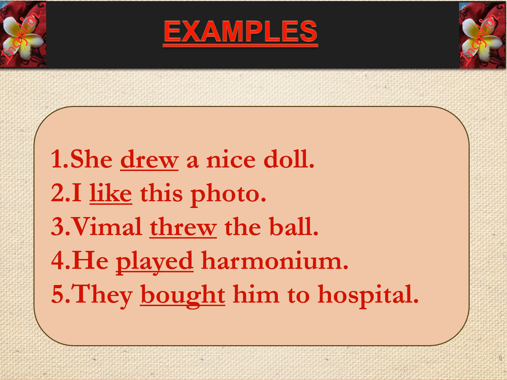She drew a nice doll. Here drew is a transitive verb. Why? Because if we ask what she drew, there is an answer. A nice doll, right? So drew has an object. Next, I like this photo. What you like? This photo. There is an answer, right? That's why like is also a transitive verb.